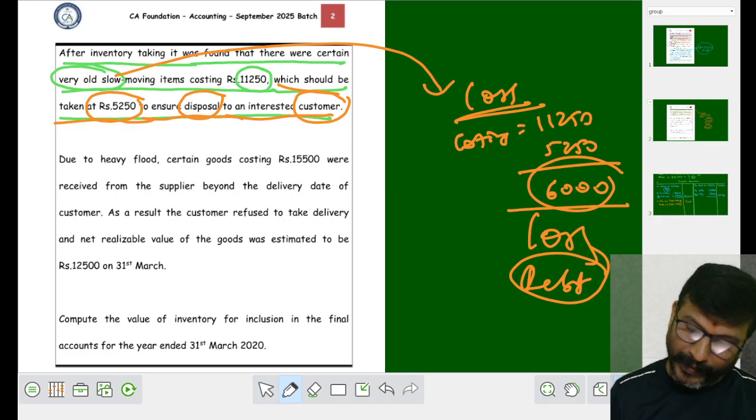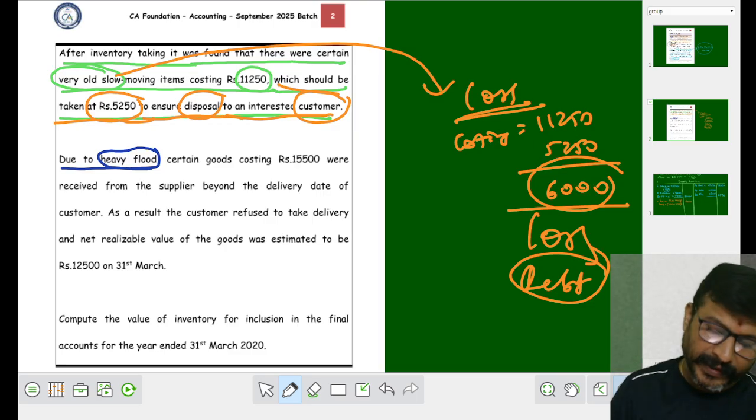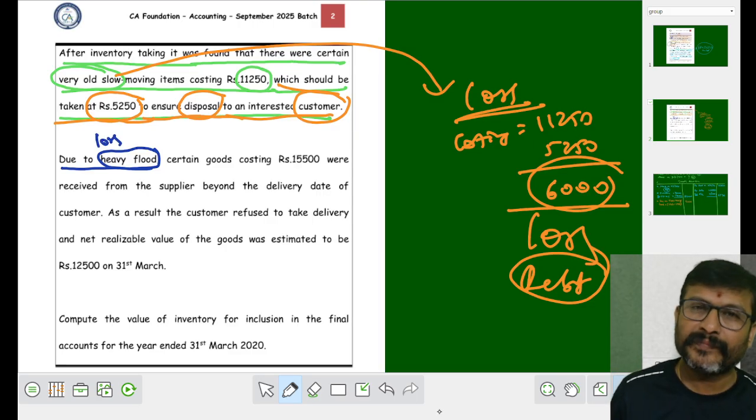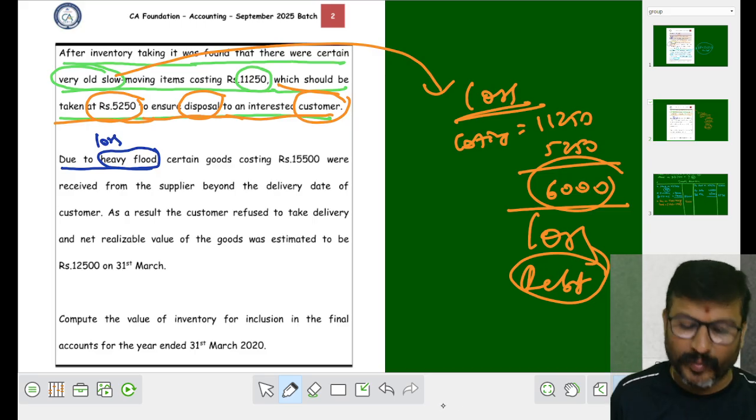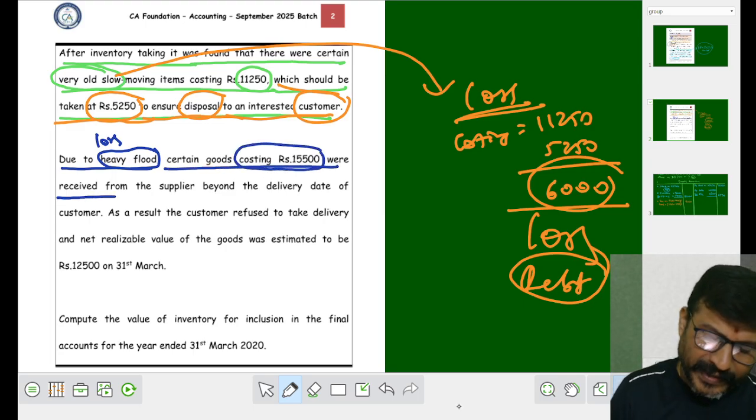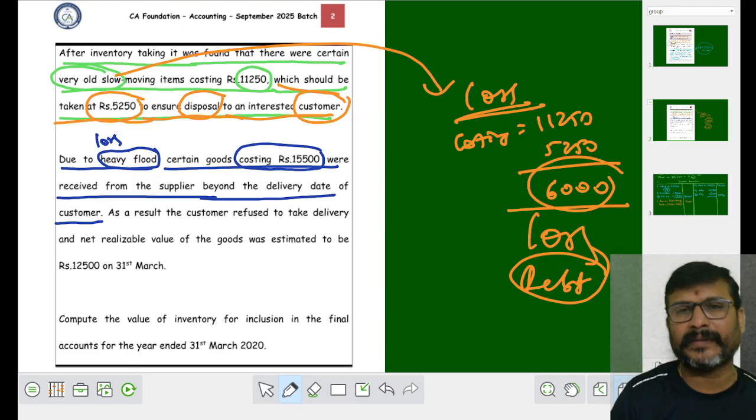See one more para. Due to heavy flood, oh, what happened now? Flood happened. Heavy flood means we are going to suffer a loss. Loss on heavy flood, loss on slow moving goods. Certain goods costing rupees 15,500 were received from a supplier beyond the delivery date of the customer.